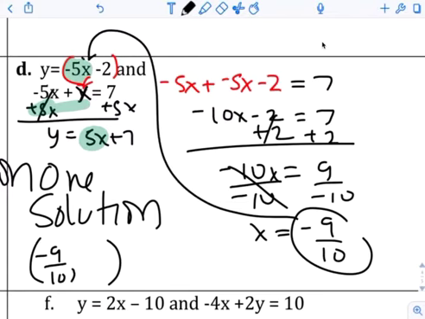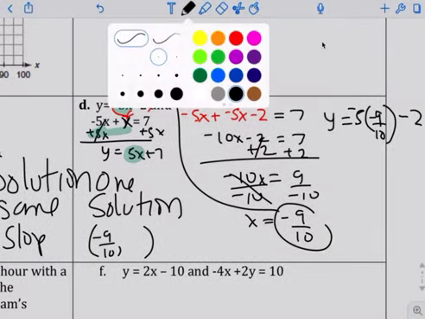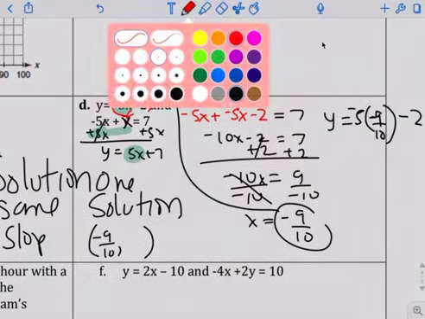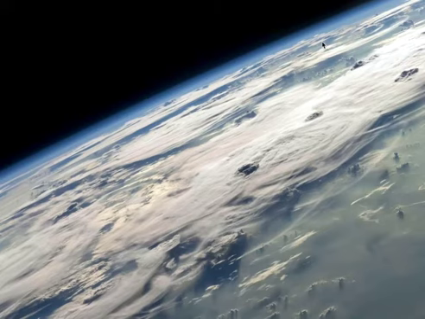to the problem. So y equals 5 times negative 9 over 10 minus 2. Cross cancel. 2 negative, first of all, 2 negative is a positive. So it's 9 over 2 minus 2. 9 over 2 is 4 and 1/2, minus 2. Y then is 2 and 1/2.